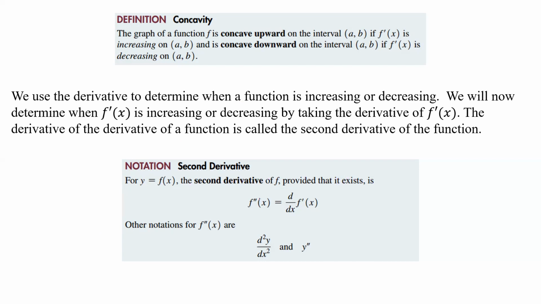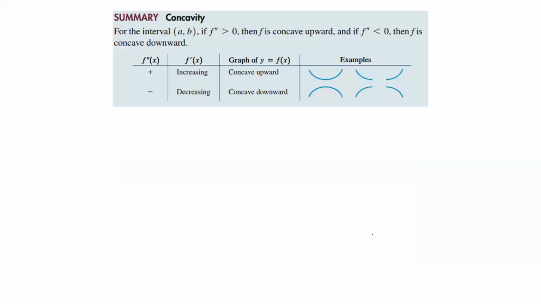Before we were just taking the first derivative, now we're doing the second derivative. The double prime is the derivative of the first derivative. Other notations for the second derivative are d squared y over dx squared and y double prime. Those are different ways to represent the second derivative.